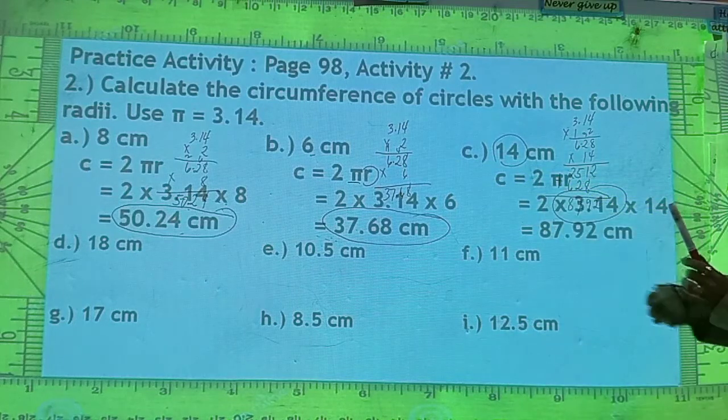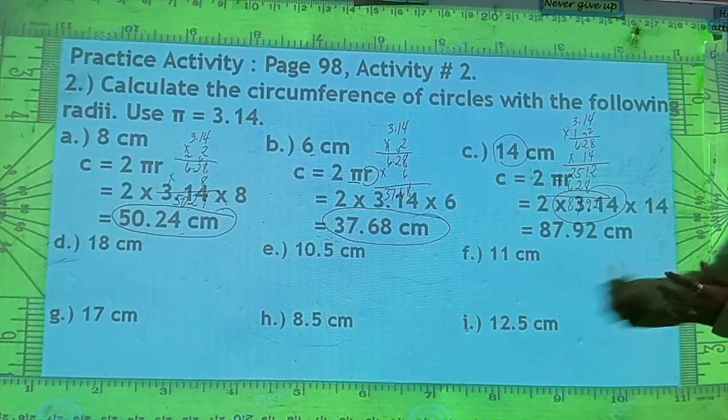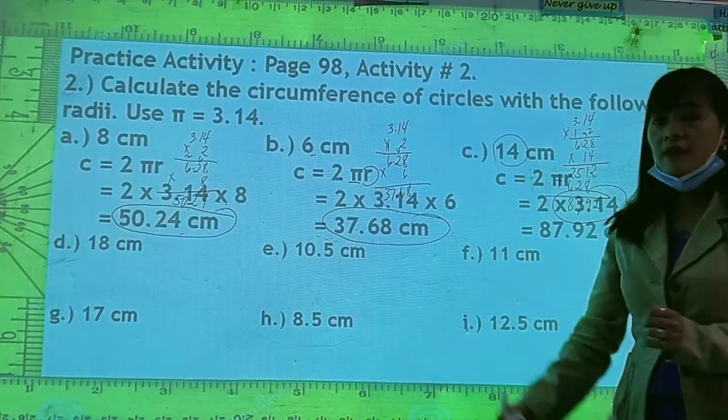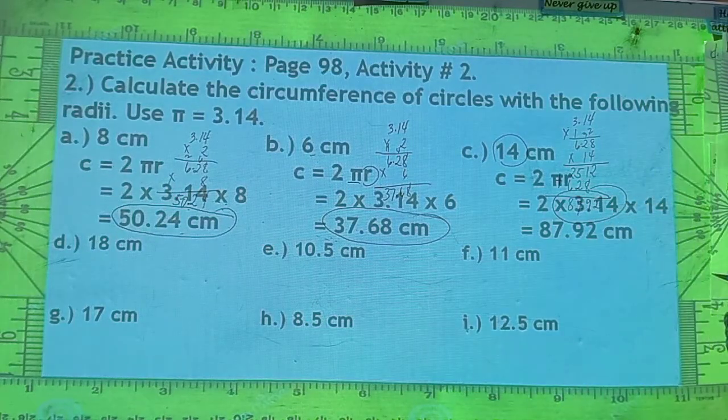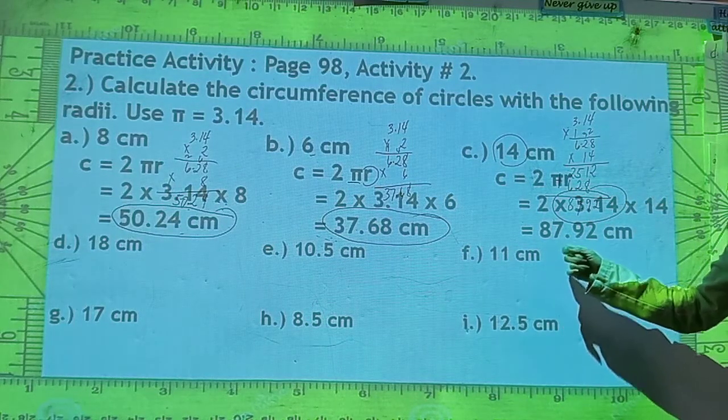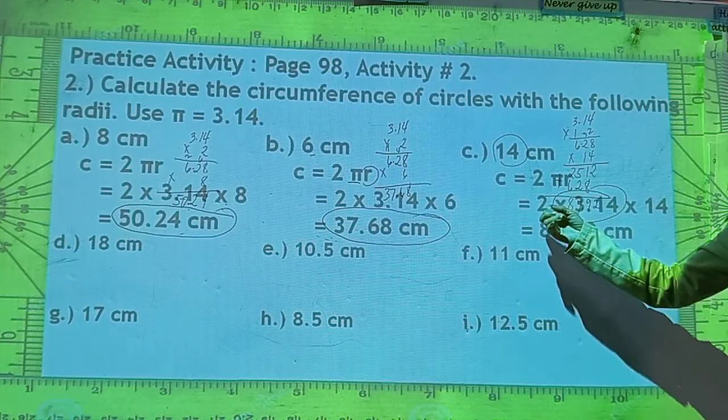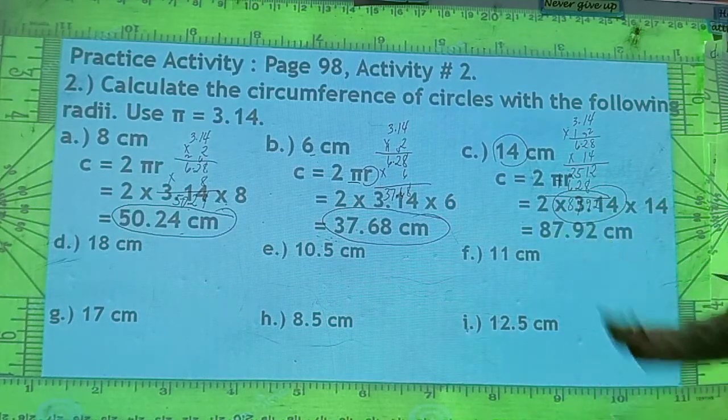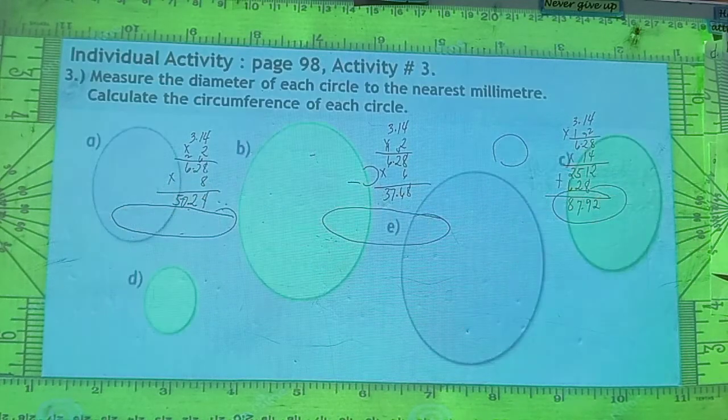Okay? So now, after our discussion, we are going to answer D, E, F, G, and H. Any question, class, regarding the diameter and the radius? Okay, after this one, we are going to start answering the activity.